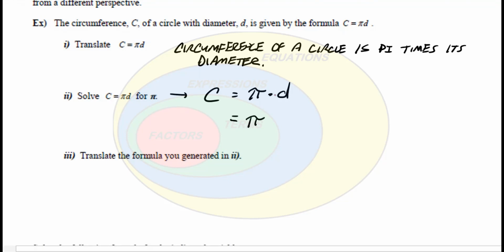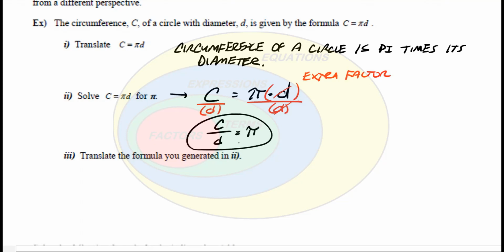So I notice on the right side, I have an extra factor because it's times d. And the only way I can get rid of factors is by attaching reciprocal factors to cancel. So that means I need to attach a reciprocal factor to cancel here. So it looks like I get C over d equals pi. All right, so again, it's the same goals we had before.